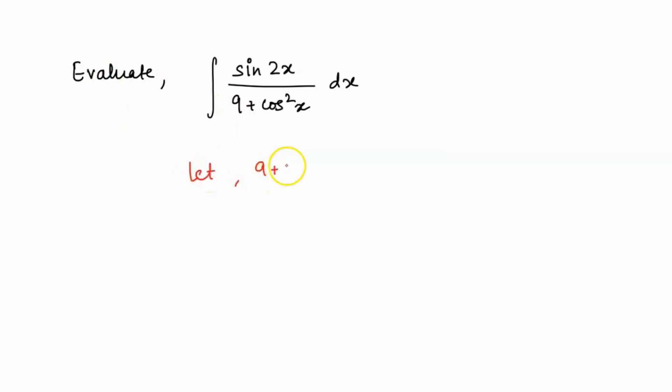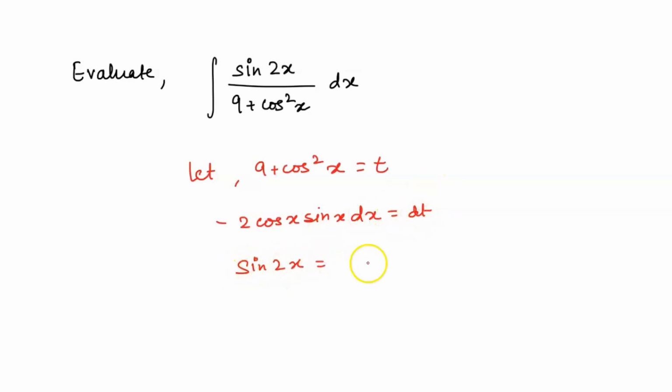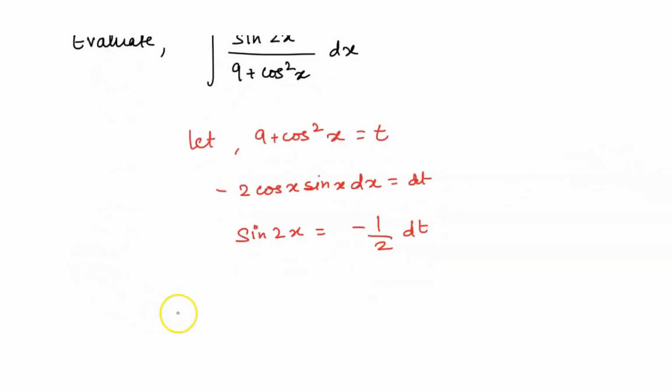9 plus cos squared x is equal to t. So differentiating with respect to x, this is going to be minus 2 cos x sin x dx is equal to dt. So put the value. So sin 2x dx is going to be minus half of dt, right? So put this in the integral.